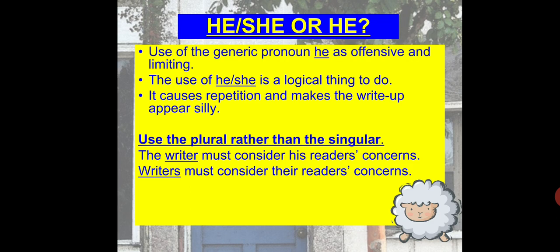Kasi before, he/she, like the person must be accurate so that he/she or he or she, mali yun kasi maging repetitive siya and silly. So anong gagawin ko? Pluralize, di ba? People. So that they. Kasi pag they, wala na akong pamimilian na eh. Hindi na gender offensive yun. So, ito yung example. The writer must consider his reader's concern. So, writers must consider their reader's concern.